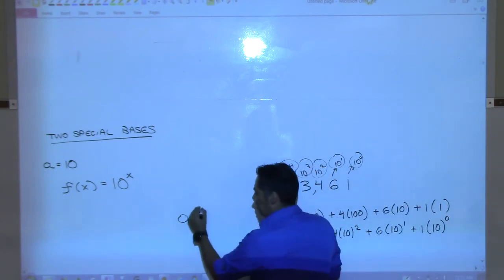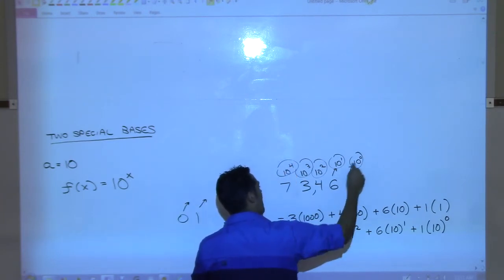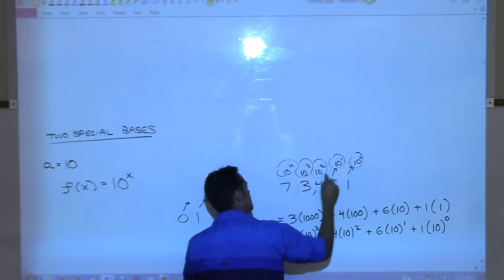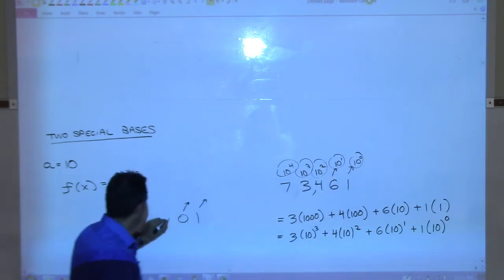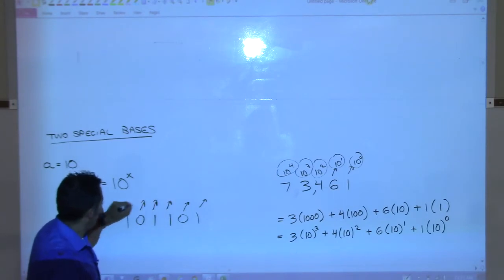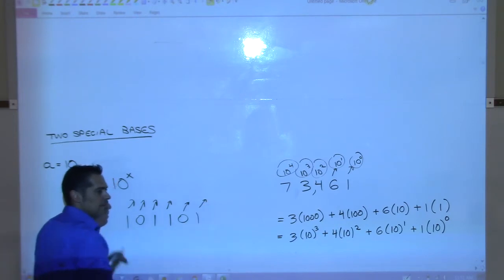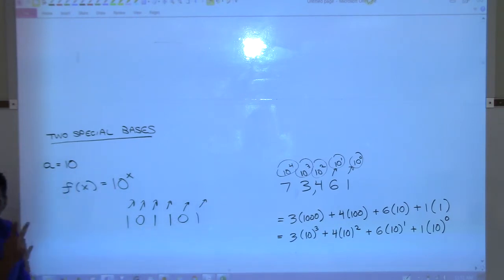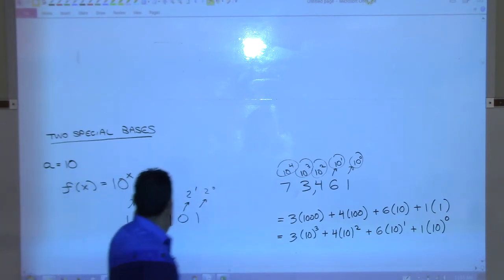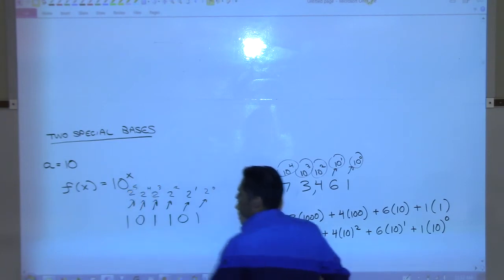So your first digit is how many 10 to the zeros we have, right? This is 6, 10 to the first, 4, 10 squared. What do you think this is? If I write this number, this is saying how many of what to what powers I have. How many digits are there? 2. So this is base 2. So this is how many 2 to the zeros I have. 2 to the first, 2 to the second, 2 to the third, 2 to the fourth, 2 to the fifth.